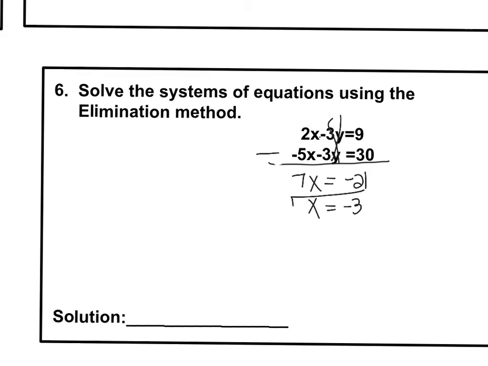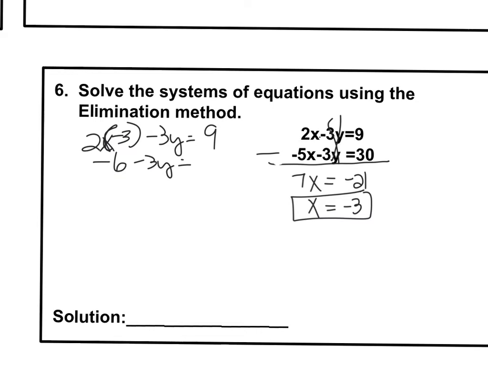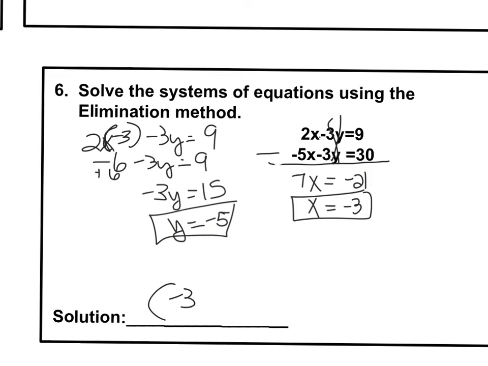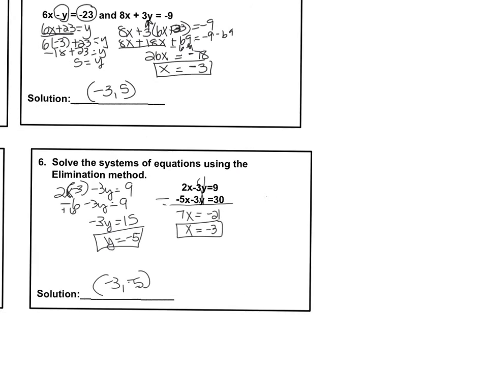Alright, so if I know what x is, I can go in either equation and substitute the x with negative 3 and then solve for y. So this is negative 6 minus 3y equals 9. So now I'm going to add your 6. So negative 3y equals 15. So y equals negative 5. So my solution is negative 3, negative 5. Okay.